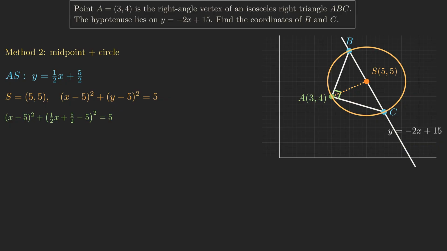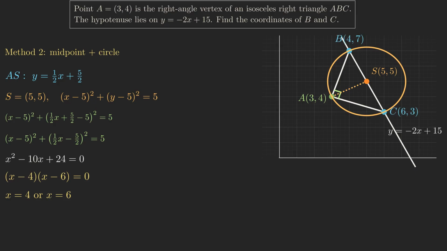Next, we substitute y = 1/2 x + 5/2 into the equation of the circle. That gives a quadratic equation in x. Then we factor it into the form (x - 4)(x - 6) = 0. So x = 4 or x = 6. Its intersections with the line recover exactly the same two endpoints. So the geometry confirms what the algebra already told us.